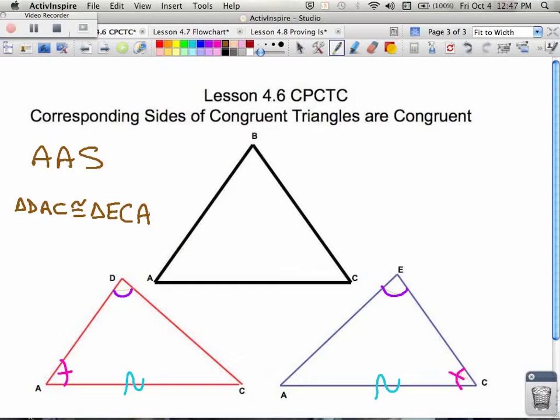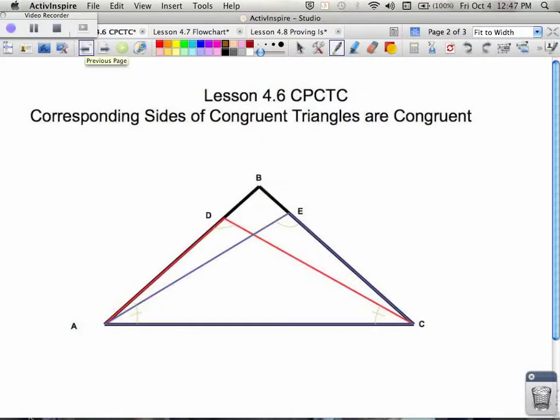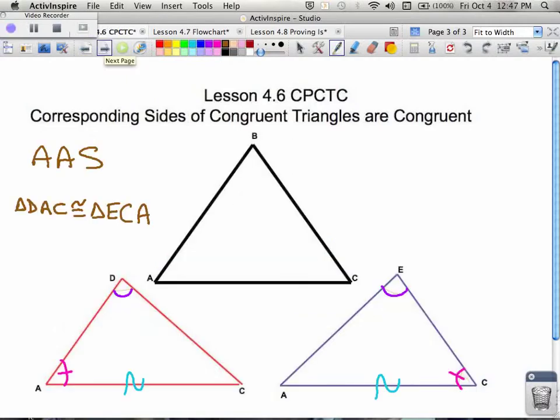So the big idea in this slide is that, looking back at the previous slide, sometimes these markings are a little bit confusing to try and see these triangles, but if you pull them apart and draw them separately, you can see how the two triangles are congruent.